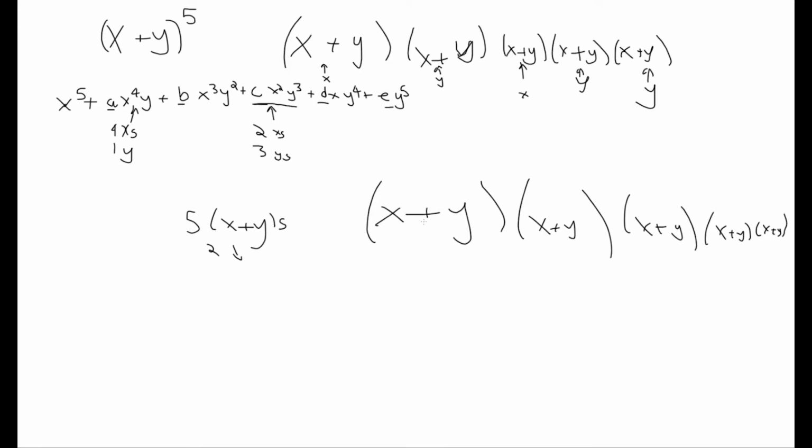So for example, if we were to choose this one and this one, there's some number of ways we can pick 2 of these, and then the other 3 would automatically be y's. So let's actually solve for this. Again, all we're doing is finding out how many different ways we can pluck out 2 of these x plus y's to find out how many different ways 2 of these can be x's.